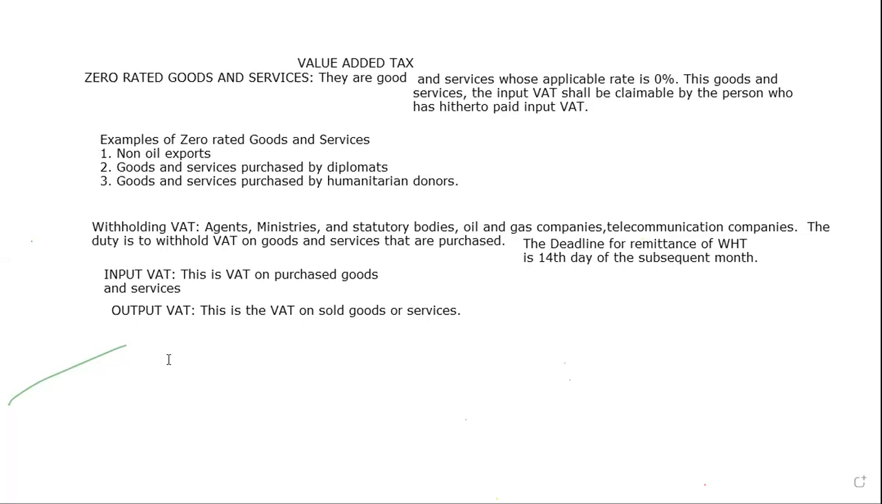So what's the next thing we want to know? I haven't done this, so I'll go straight to the illustrations part. I just want to make sure you note some things. I've explained to you that the rate is 7.5%, right? Now, there are three things you need to note in determining the input VAT. One, VAT on capital expenditure.